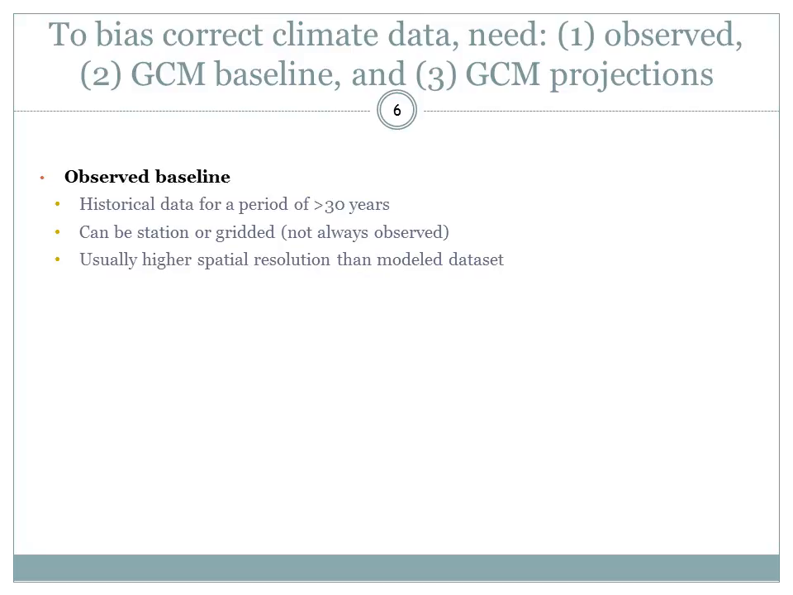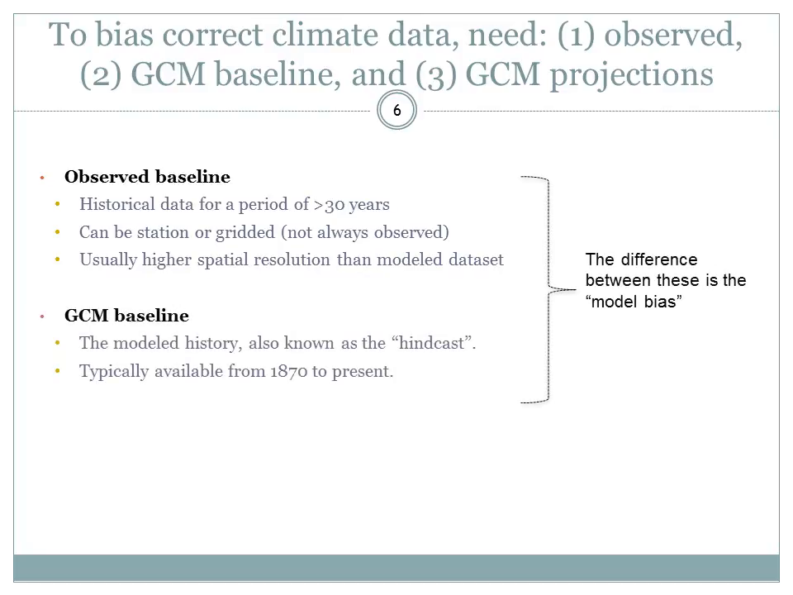Now, the GCM baseline, or the modeled history, also known as the hindcast, is typically available from 1870 or even earlier to the present. And the difference between these two, the statistical differences between the mean and the standard deviation and other moments, is referred to as model bias. And if we look across a wide range of different GCMs and compare that to what actually happened historically, we'll oftentimes see significant model bias. And the goal of the bias correction process is to address this model bias and try and true up the GCM projections such that they are statistically consistent with the observed baseline.